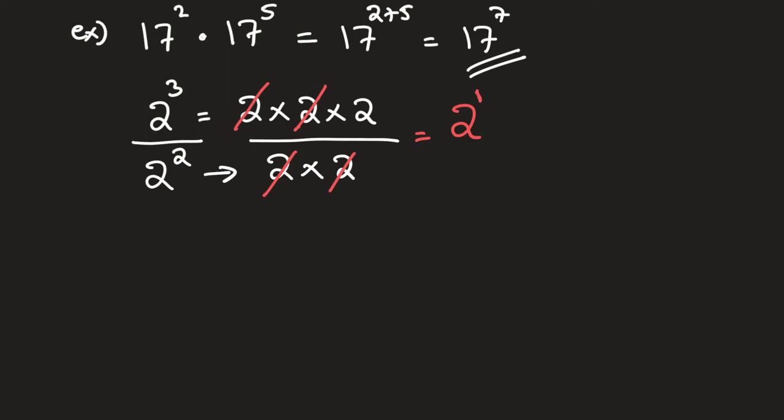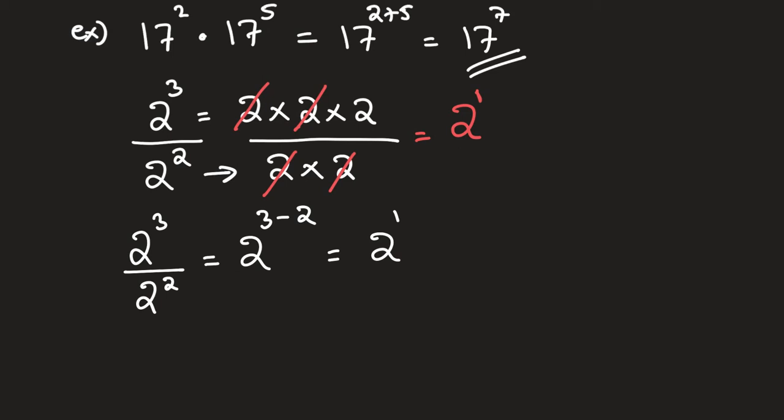So do you observe now? Can I write the same law? 2 to the power 3 divided by 2 to the power 2 is nothing but 2 to the power 3 minus 2, which is equal to 2 to the power 1.